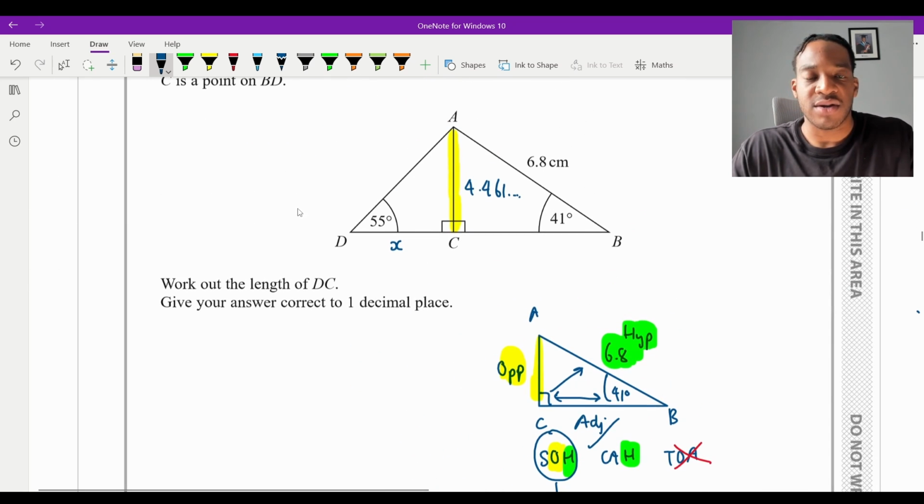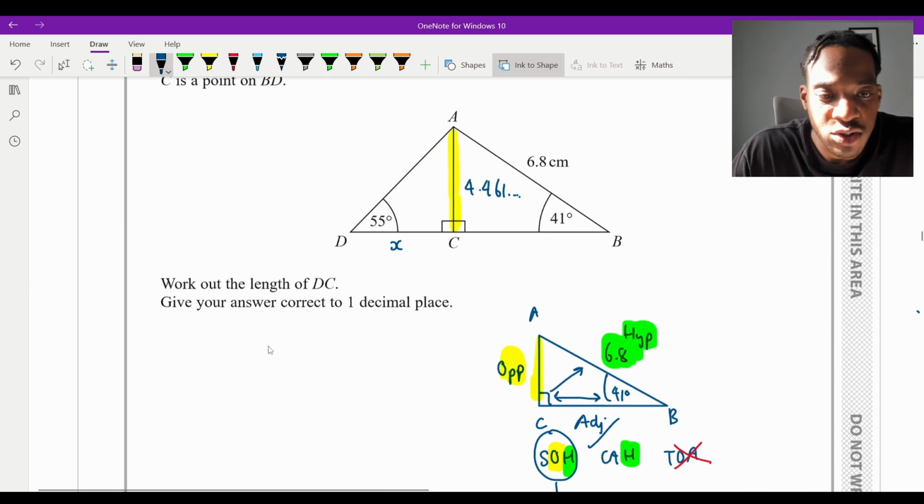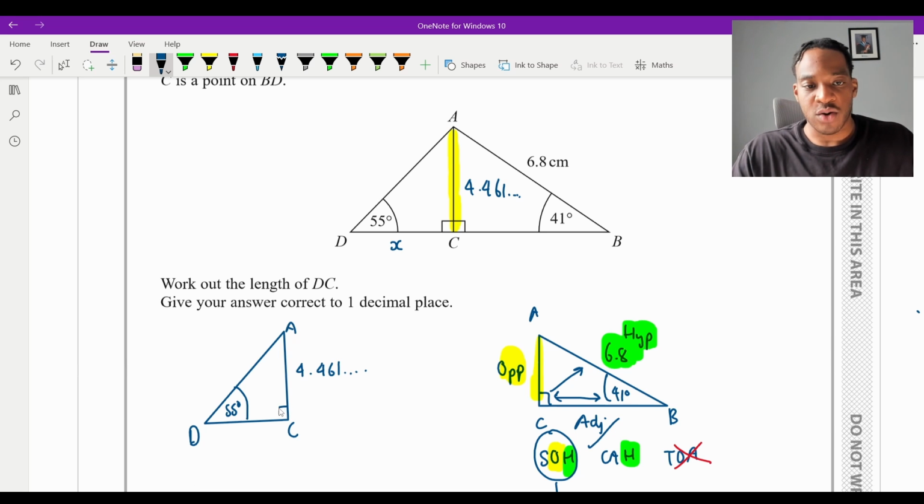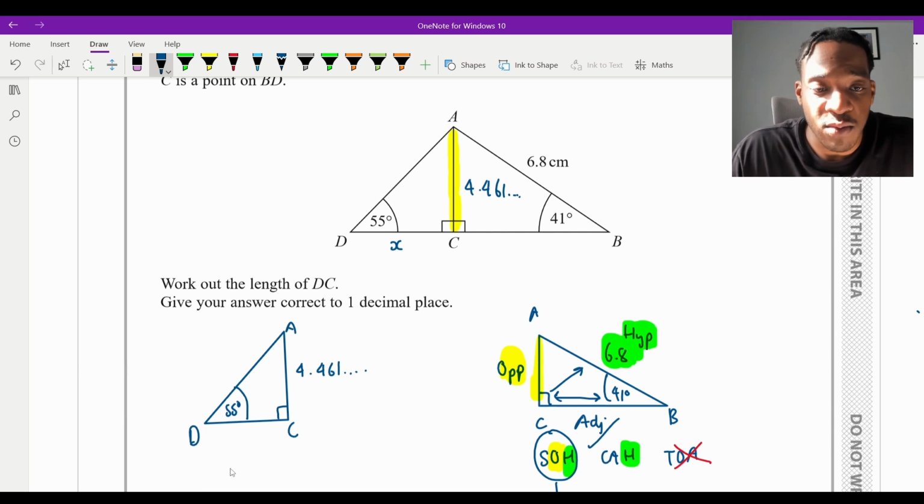Now remember, we're looking for this side D to C, which is x. So I'm going to draw this triangle out now. I'm going to draw this one here. It's going to be like this, like that, pretty much. And this is a 55-degree angle. This is point D. This is C. This is A. And I now know that this distance here is 4.461 blah blah blah. Now, this is a right angle. Again, I'm just going to do the same thing. So I'm going to use SOHCAHTOA.